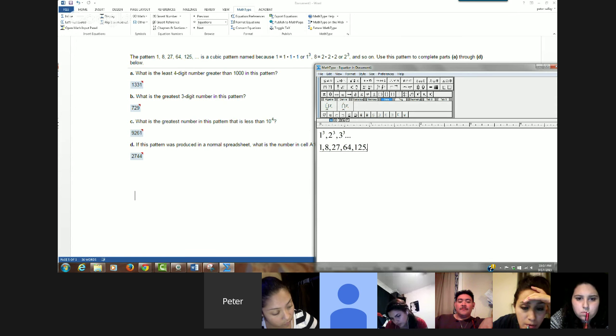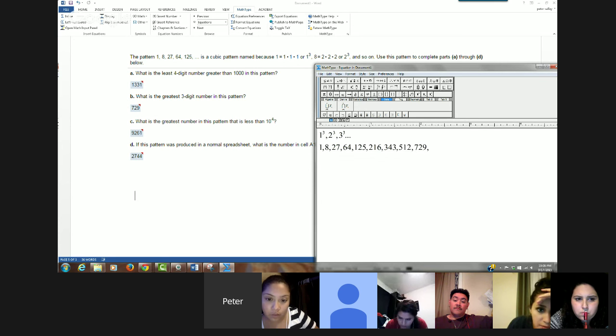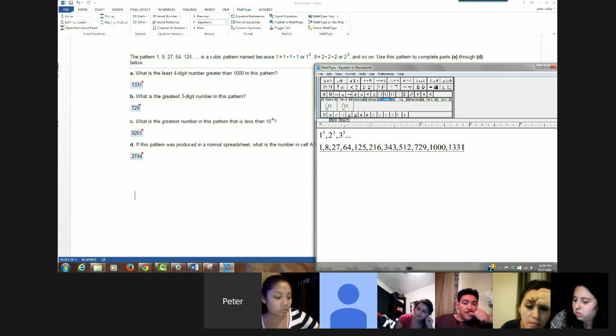6 cubed is, I think, 243. Is that right? 216. Okay, so 216. 7 cubed is 343. 8 cubed is 512. 9 cubed is 729. And 10 cubed is right at 1,000. And 11 cubed is 1331.